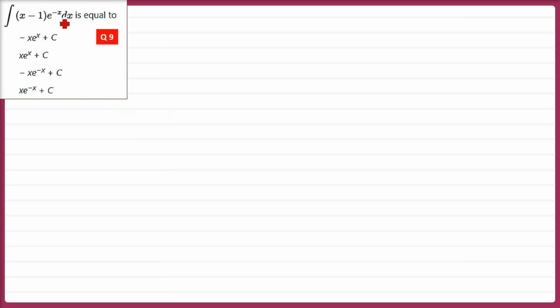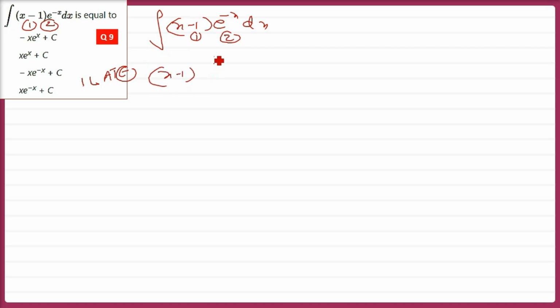Next one is x minus 1 into e raised minus x. So you have two different expressions and an integration. So we'll follow the integration rule here. The product integration rule, what does it mean? We'll apply the ILATE. In ILATE, exponential is in the last. So we'll take x minus 1 as the first function, e raised minus x as the second function. So applying the formula, x minus 1 into e raised minus x dx. So we need to apply that formula. First will be x minus 1, second will be e raised minus x.